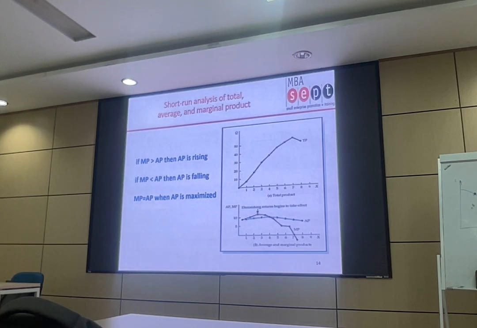Yes, we can assume that 10 is the optimal point. It means 10 is the point that gives you the highest marginal revenue and marginal product.